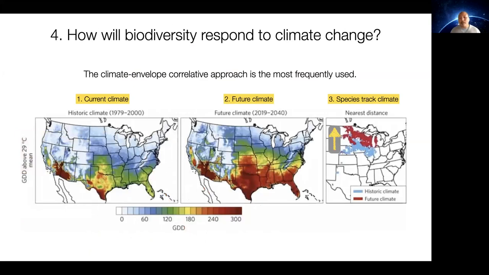Let's end with one last question, which is not really an applied question. How will biodiversity respond to climate change? Or it's like the biggest applied question of all. And the most frequent way that this question is approached is, you have some current climate, you have some modeled future climate, and then you have your species and its climate envelope or distribution, and you move its climate envelope north or up and so on, following the modeled climate.